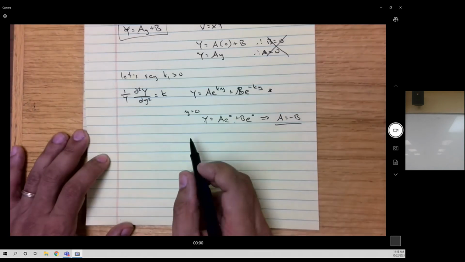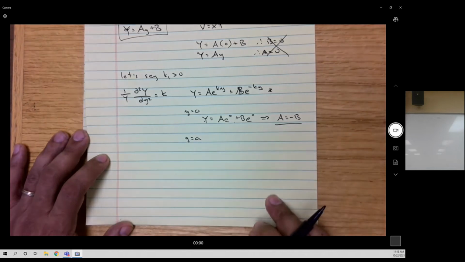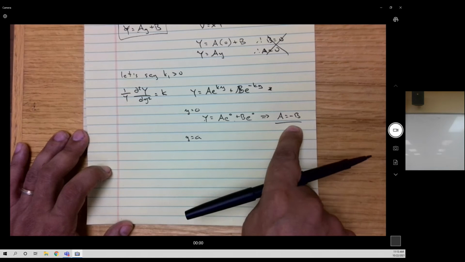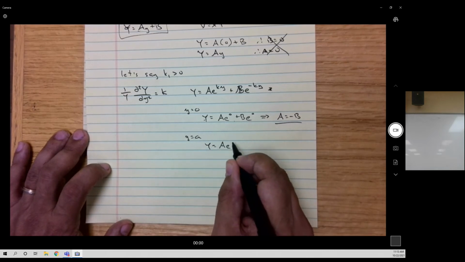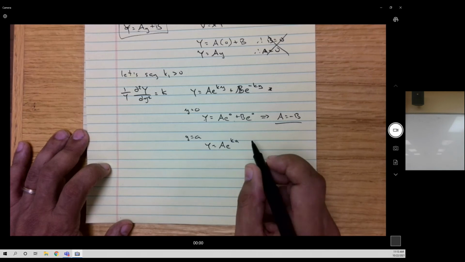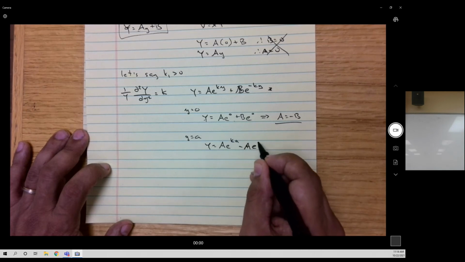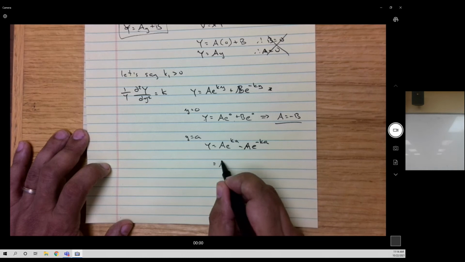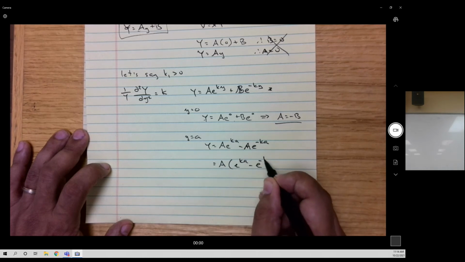The other boundary condition is when y equals a. So then my function, using this condition that I just found, is going to be that y will be A e to the k a minus A e to the minus k a. Okay, factoring this A, we're going to have A times e to the k a minus e to the minus k a.